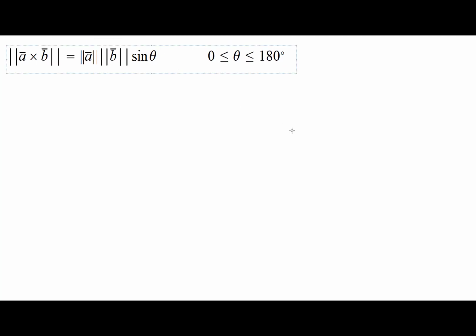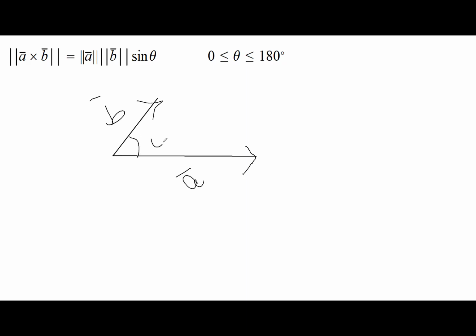So we are going to make use of this property of a cross product, that is, the magnitude of the cross product of two vectors is given by the product of their magnitudes times the sine of the angle between them. So say we have a vector A and a vector B, and the angle between those two is theta. So here we have A, and this is B, and the angle is theta.